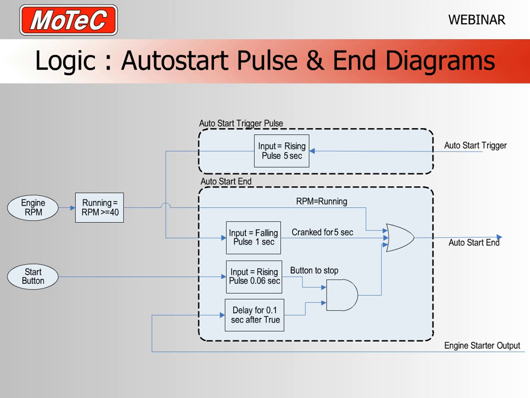Okay, so now the second half of this logic diagram. I couldn't actually fit all these on one page, unfortunately, so they've had to be split up. Now you can see our Autostart Trigger pulse block logic, and the input from that comes from the Autostart Trigger that we saw on the previous page. This is simply a 5-second pulse, and that 5-second pulse then goes into our Autostart End block, and that means if the engine hasn't started after 5 seconds, it will generate an end signal, which then turns off the crank.